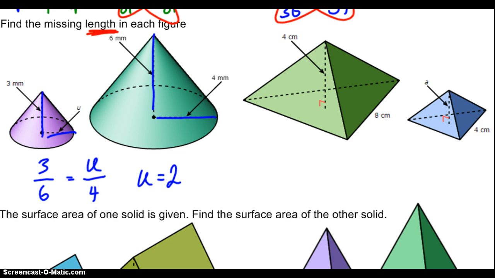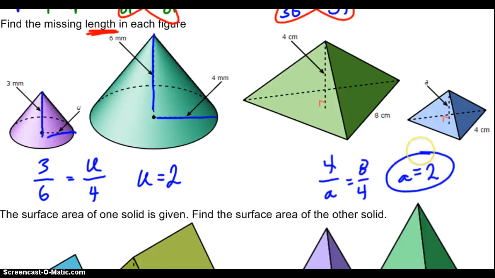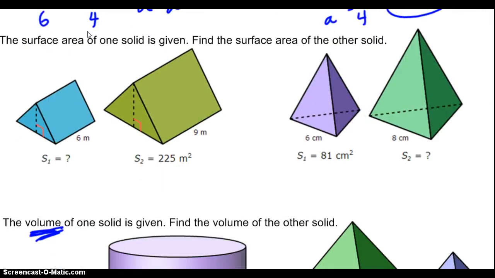The work will appear in just a few seconds, so pause the video here. Alright, and there's the work. Remember, just setting up a ratio, a normal ratio, no squaring, no cubing, because I'm only working with length. Let's take a look at those last 2 problems just below this. The surface area of one solid is given. Find the surface area of the other solid.